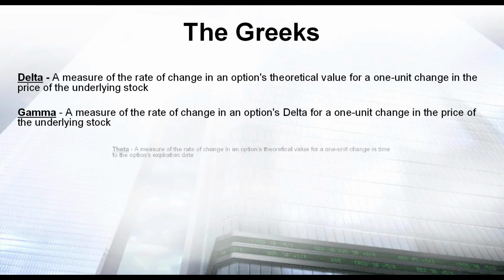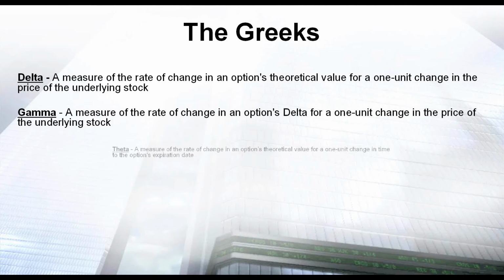Hope that's clear. Then there's theta. Theta is a measure of the rate of change in an option's theoretical value for a 1 unit change in time to the option's expiration date. So let's say now that you have 30 days to expiry of your call option. There's a formula with theta that will tell you how much your option value will drop every day if your underlying stock remains where it is.